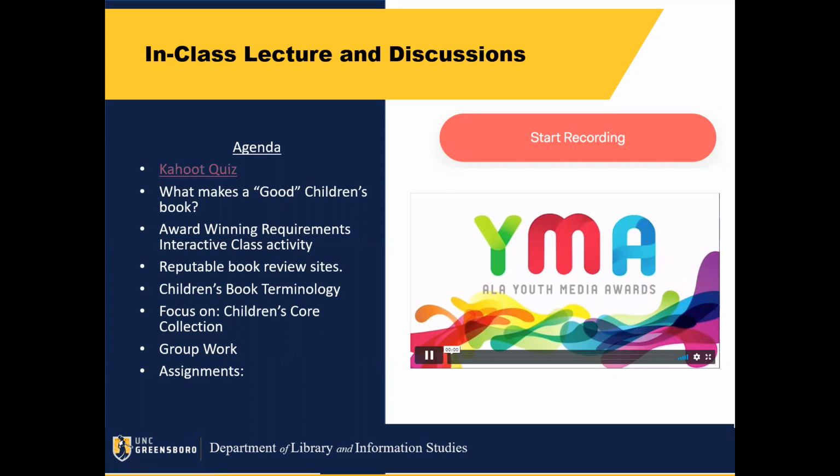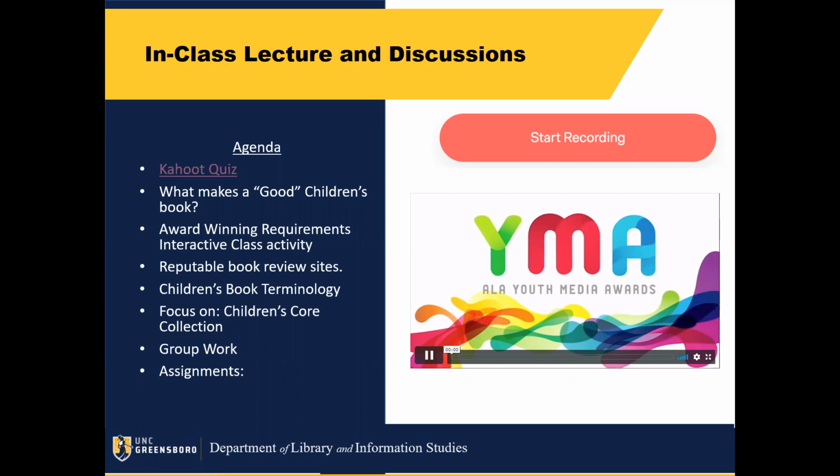Then we'll also talk about what makes a good children's book, what makes a quality picture book. We talked a little bit about that in last week's class. I'm going to go into a little more detail, define those a little more, and then we're going to talk for the majority of the class about award-winning requirements. And I have an interactive activity that I'm going to see if you'll do. We're going to try to flip that instruction, and then we'll review it the next time we come to class.